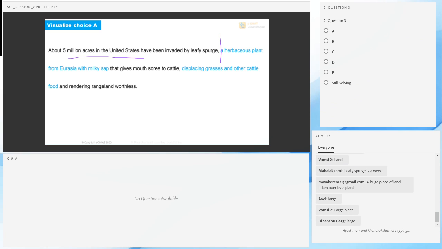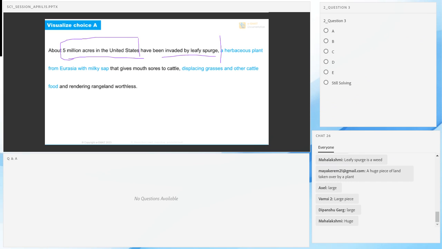Absolutely good. So, what you're doing is taking these bits and pieces of information, 5 million acres in the United States, and translating that into a huge piece of land. When you close your eyes while reading this part, you're just visualizing a vast piece of land. And then you see this part over here, invaded by leafy spurge. Leafy spurge is a weed, very right. So this land has been taken over by this weed. So far so good.